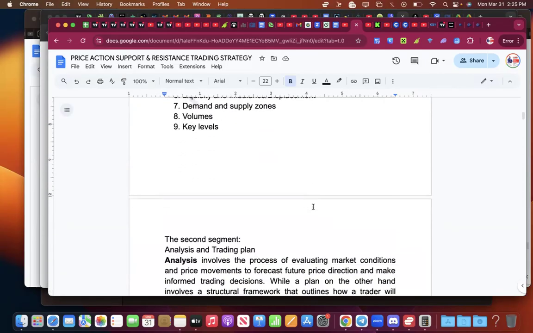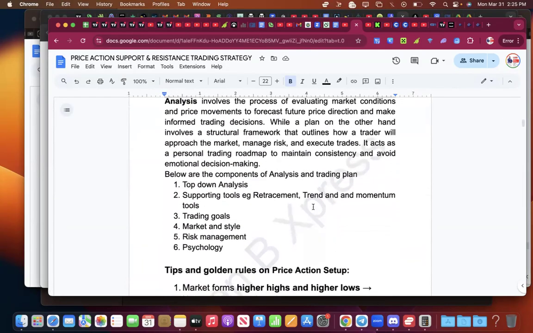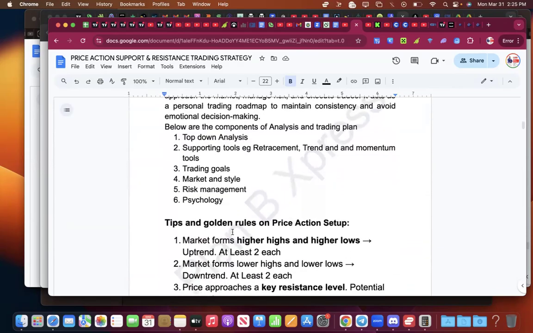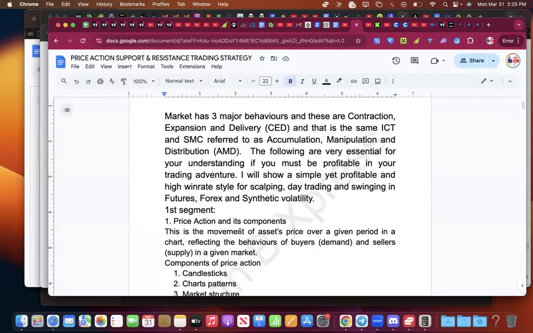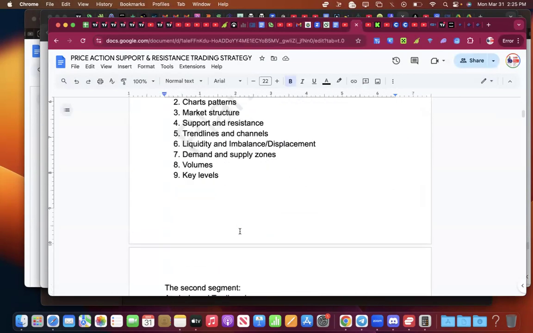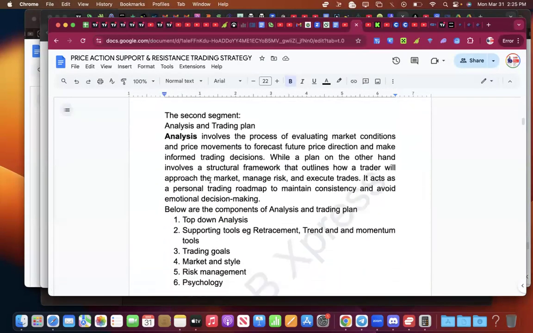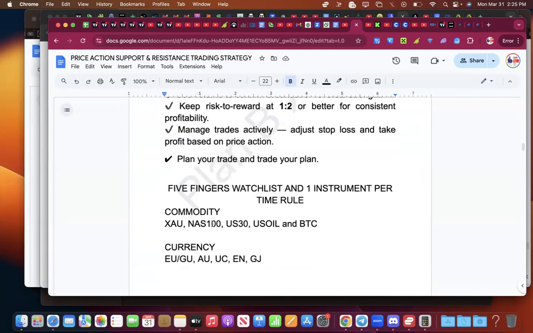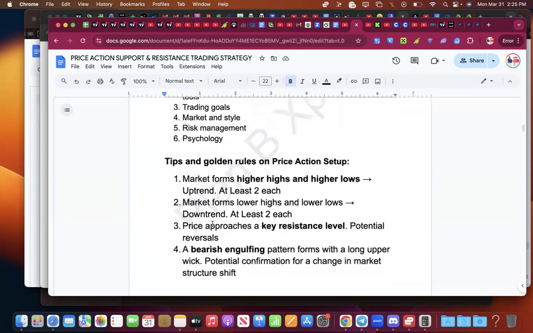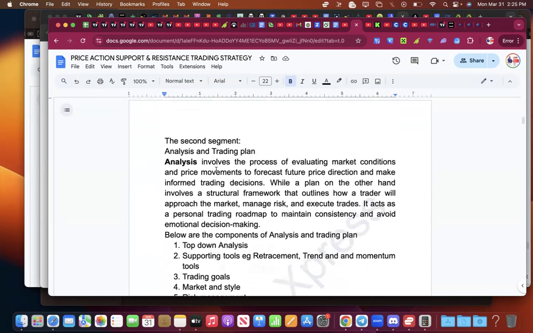So you will need to have an understanding of this. We'll talk about analysis. Price action and its components. You need to understand price action and its components, and then analysis and trading plan. They're very important. Analysis involves the process of this and that. And then why plan? So we'll talk about second analysis and trading plan.